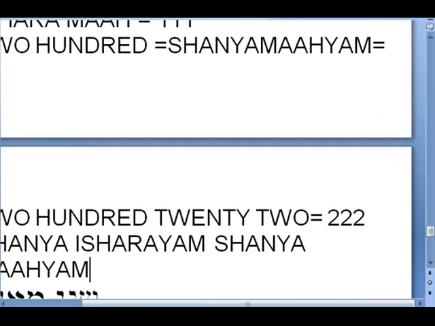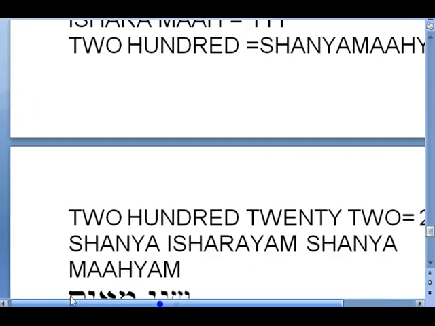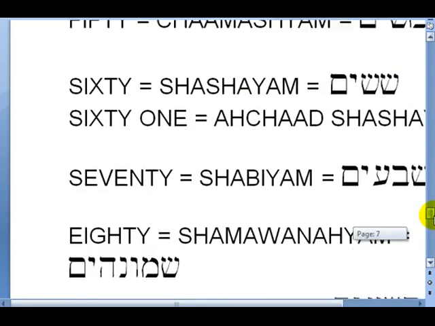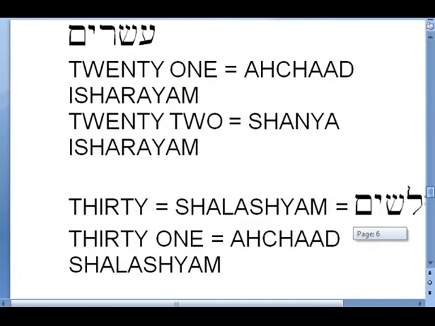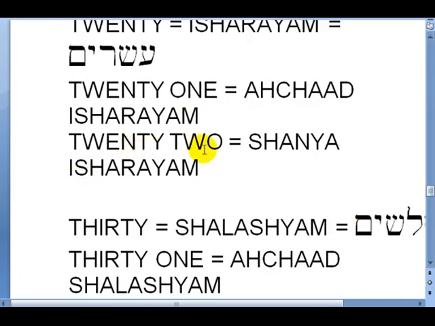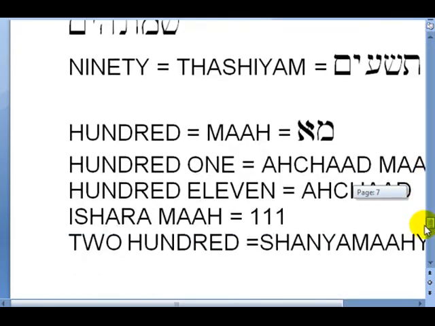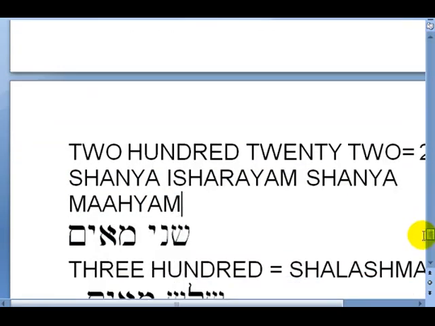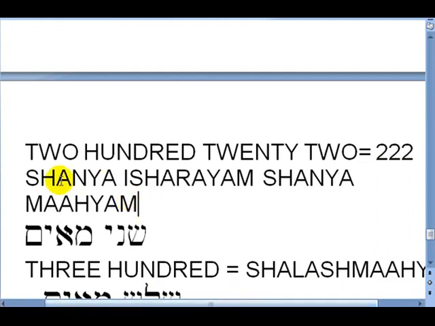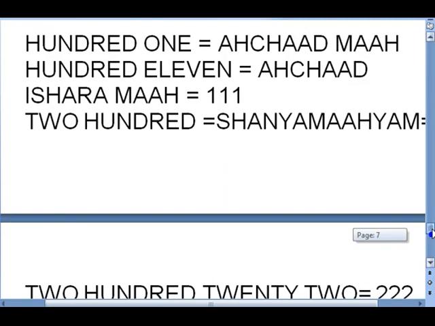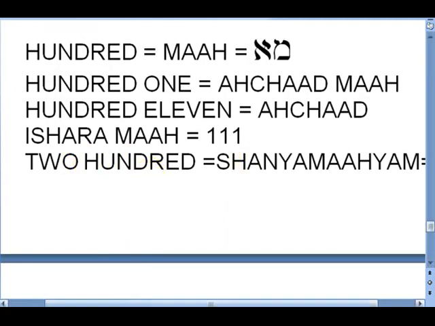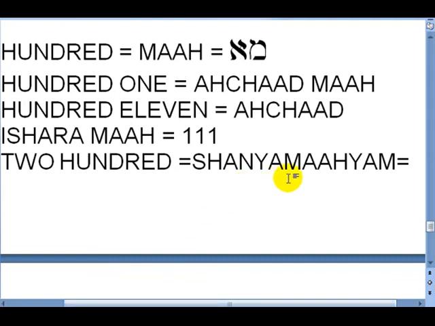Alright, now why did I do that? Because Shanya Aisharayam is what? 22, right? Let's go back up here to 22. Shanya Aisharayam, so that's 22. So you've got that covered, the 22 at the end. So you got Shanya Aisharayam, the 22, and then Shanya Ma'ayam, because 200 is, as you see it there, Shanya Ma'ayam.